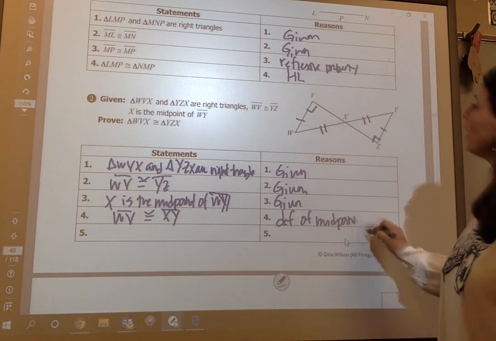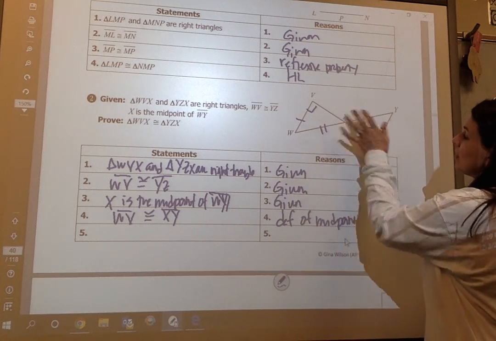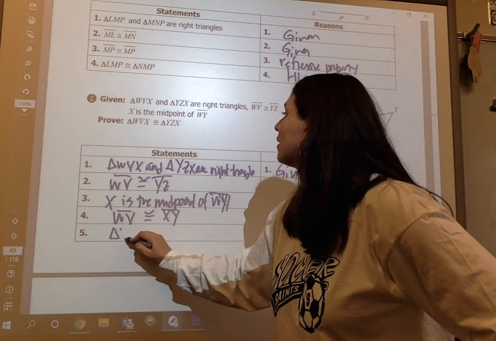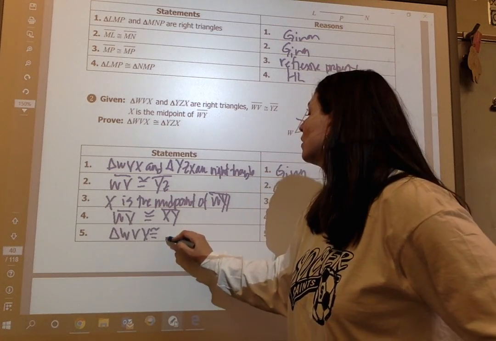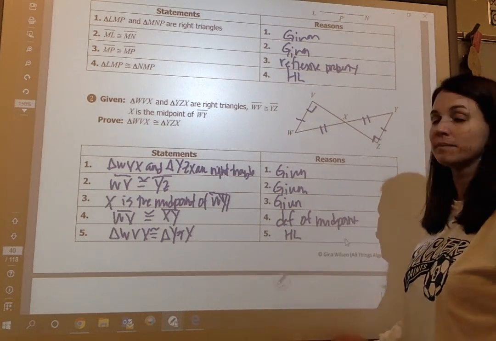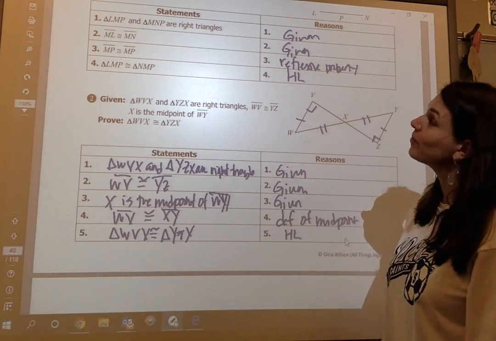Now I look and I know that the hypotenuse has been identified, a leg has been identified, so now I can make my Big Daddy statement of triangle WVX is congruent to triangle YZX because of HL. Ta-da! All right, that takes you through the proofs.